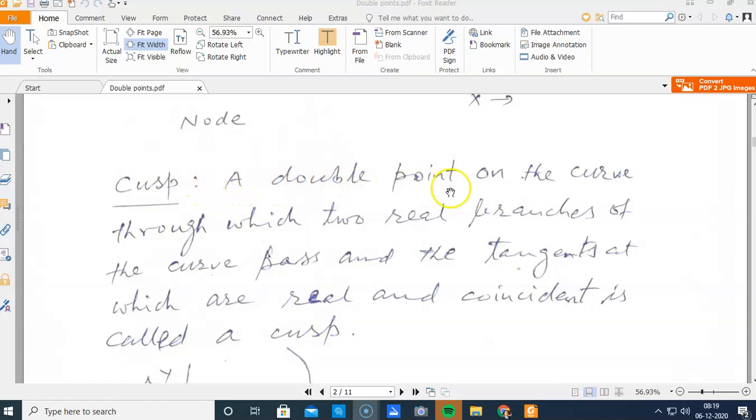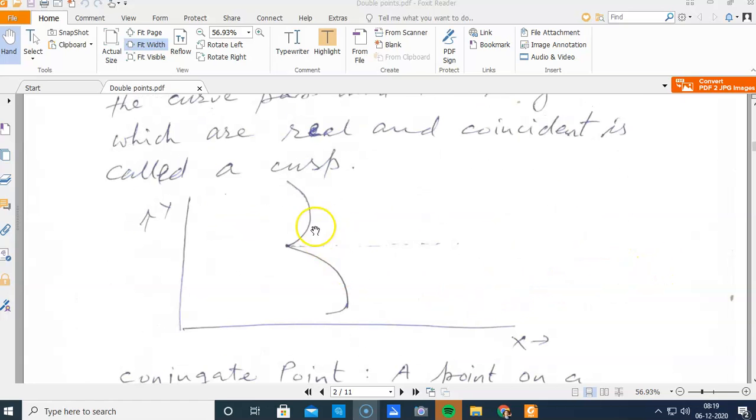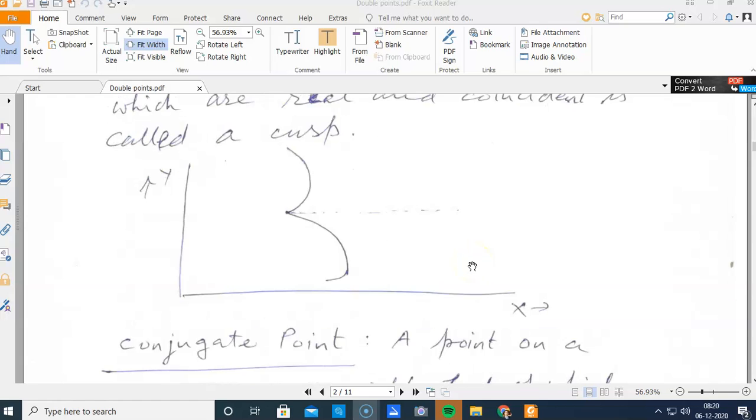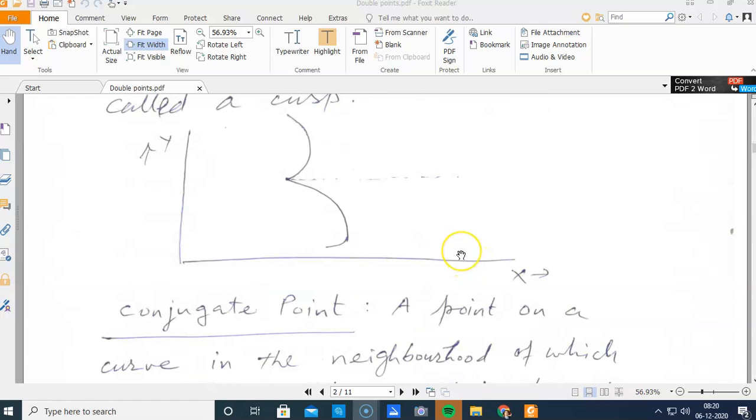Then cusp. A double point on the curve through which two real branches of the curve pass and the tangents at which are real and coincident. So you can see, just think of a graph, a curve like this, and at this point the tangent to this part and to this part of the curve is the same, and these are real and distinct branches of the curve also. So this is known as a cusp.